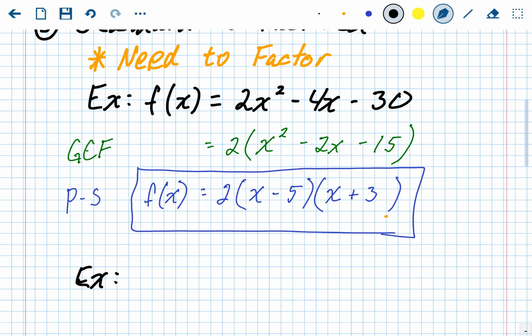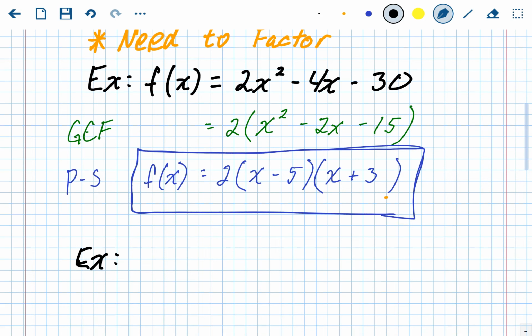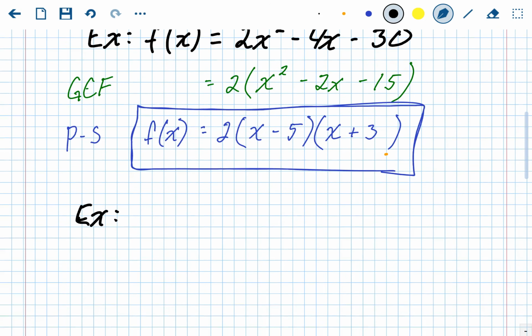Okay. And also, just by looking at these, you should be able to figure out some information. For example, we know the y-intercept is going to be negative 30. We know the x-intercepts are going to be 5 and 3. Okay. From either of those forms, you'll be able to find the vertex, and then you're going to have your 5 points needed to graph.